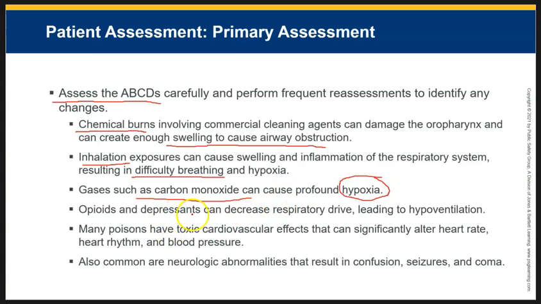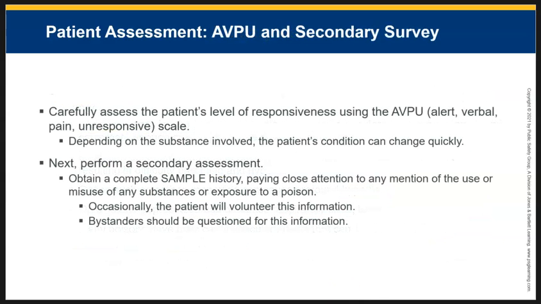Opioids and depressants can lower the respiratory drive, same thing. We'll eventually end up with hypoxia, but in this case, because of hypoventilation, the breathing rate slows so much. Cardiovascular effects to watch out for are going to be arrhythmias, dangerous hypotension, or dangerous bradycardia. Assess the patient's level of response on the AVPU scale, and depending on the substance involved, be advised that that can change very quickly.